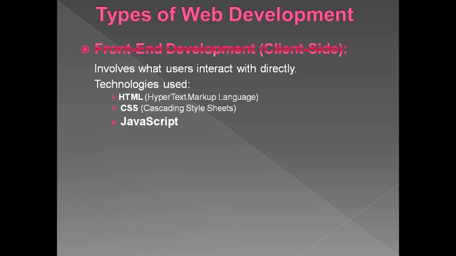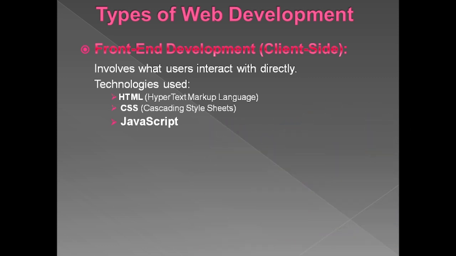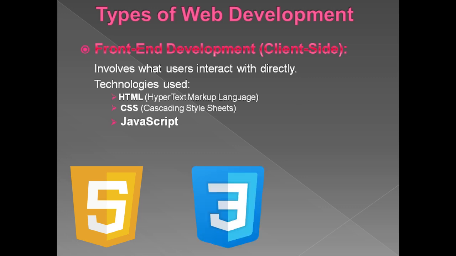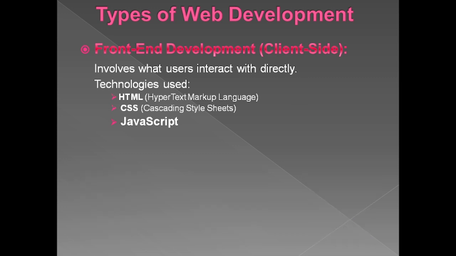Front-end development is also called client-side development. It involves everything the user sees and interacts with on a website, like buttons, images, forms, and layout. It uses three main technologies: HTML to create the content and structure, CSS to design the look and feel, and JavaScript to add interactivity. So, whatever you can see and click on the screen, that is front end.